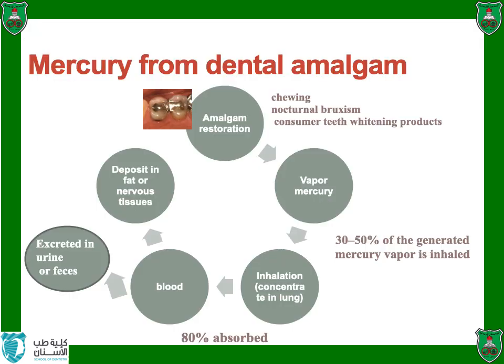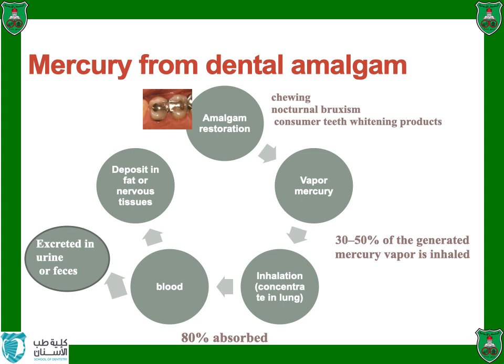Now we have different scenarios of how the dental amalgam can contribute to increase the amount of mercury taken by the body. This graph shows you that amalgam restoration present inside the patient's mouth during chewing or nocturnal bruxism or on consuming teeth whitening product, there will be some vapor coming from the mercury, or vapor of the mercury coming from those amalgam restorations.